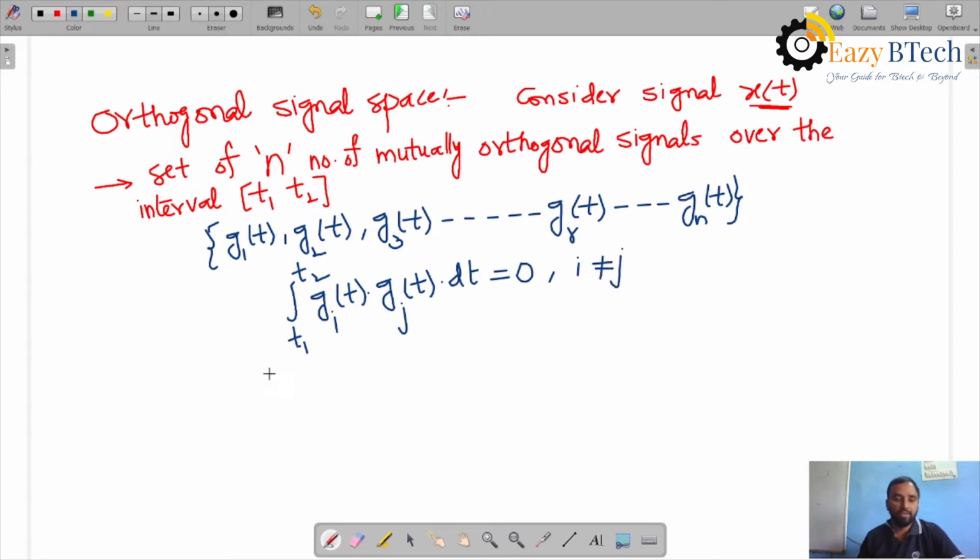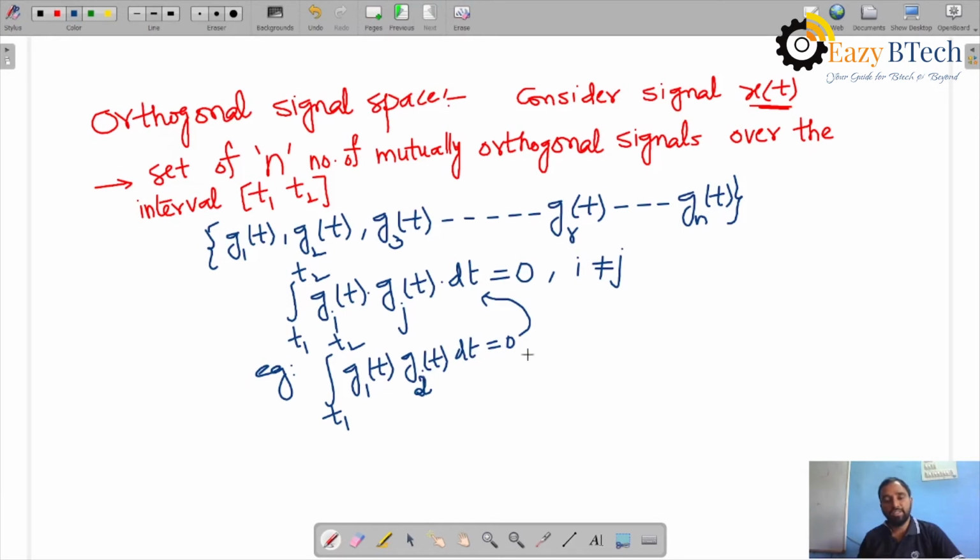For example, you take i is equal to 1, j is equal to 2. How to write this integral now? With i as 1 and j as 2, it is g1 of t into g2 of t dt. This product is 0. So that is the meaning.